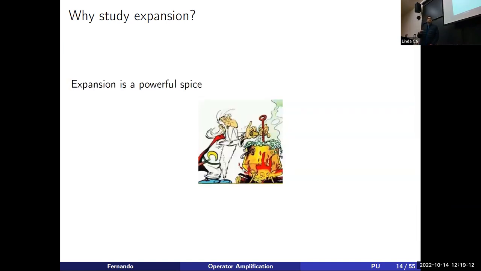And the way that I see it is that it's a powerful spice. You have your application, and then you drop some expander there. You get a lot of non-triviality out of that. So if you compare before expanders and after expanders, expanders give you a lot of leverage. So I think it's a very cool thing to use in applications.